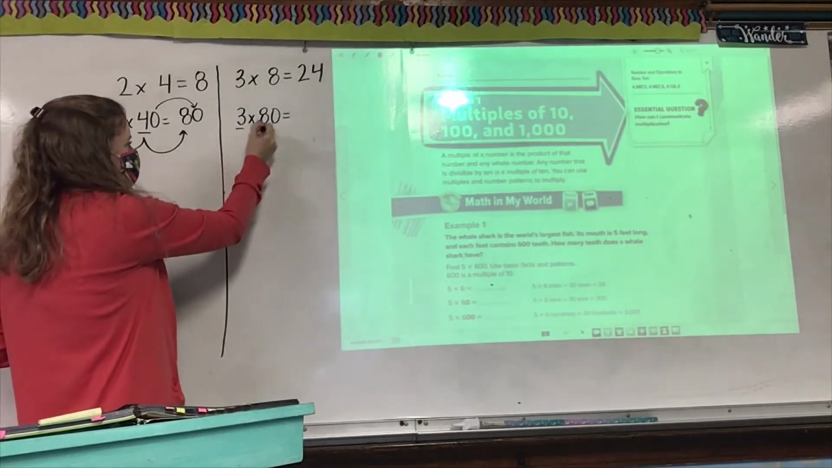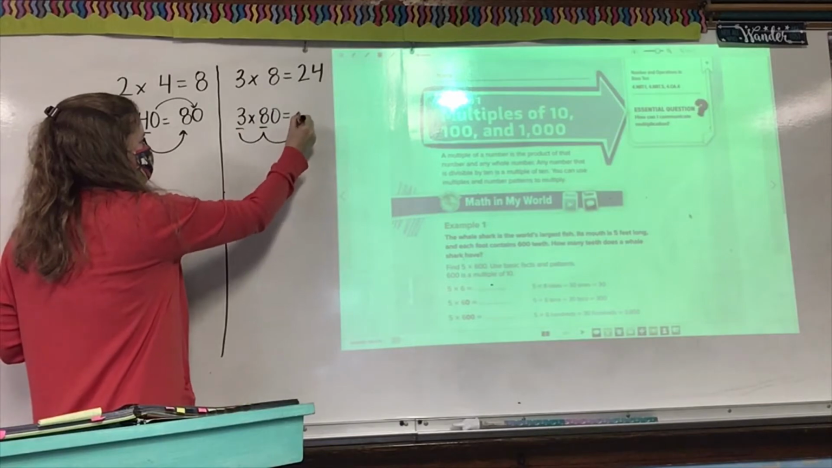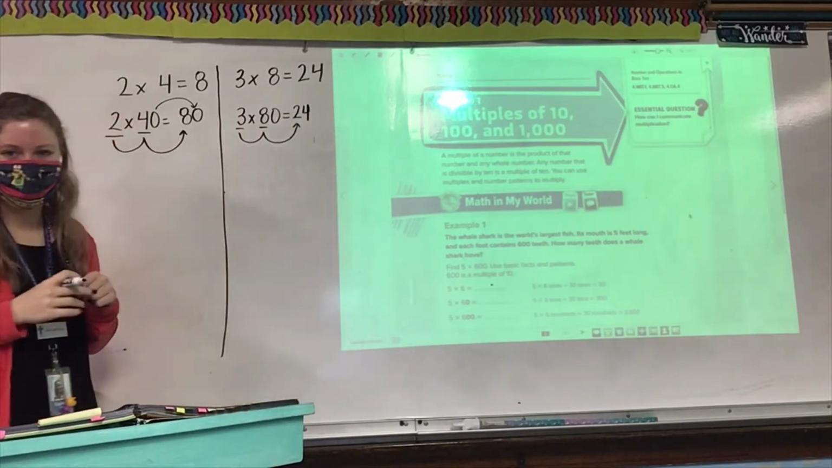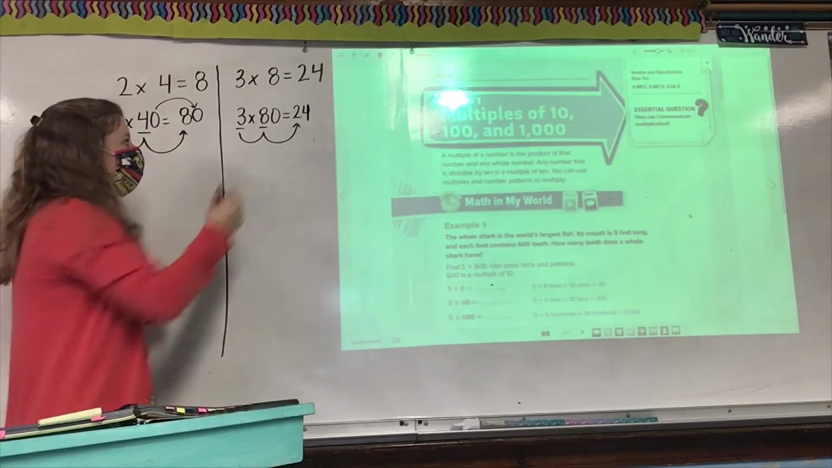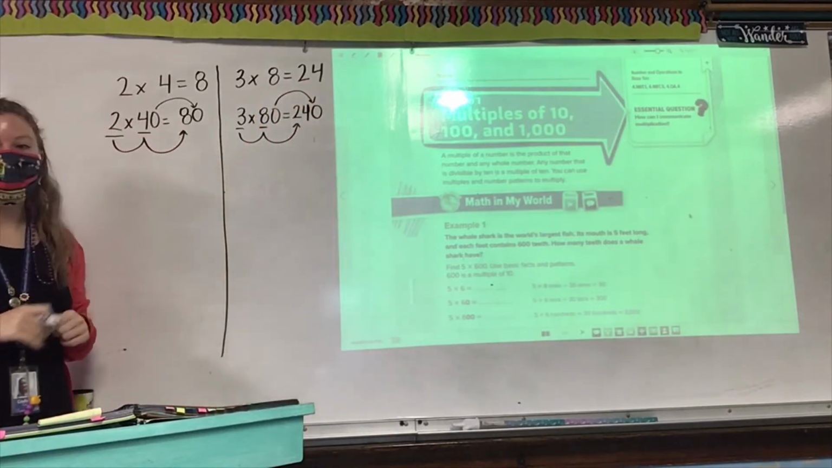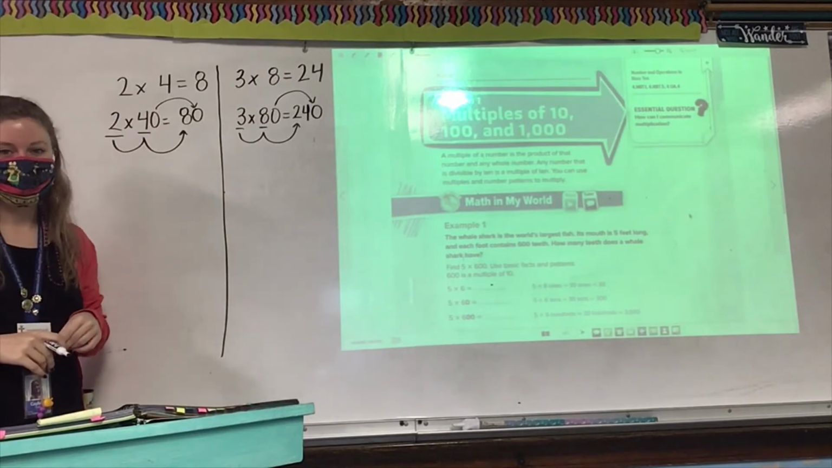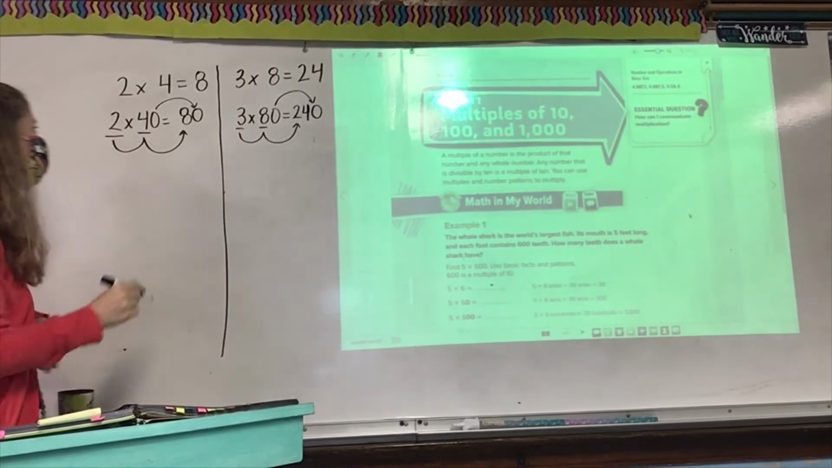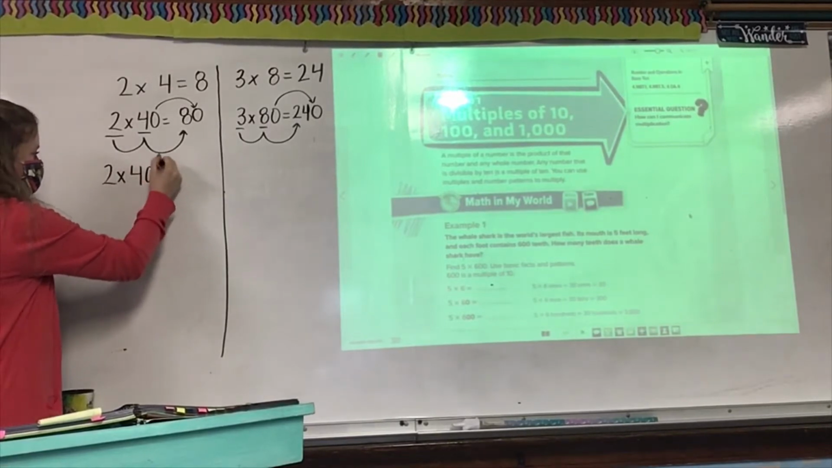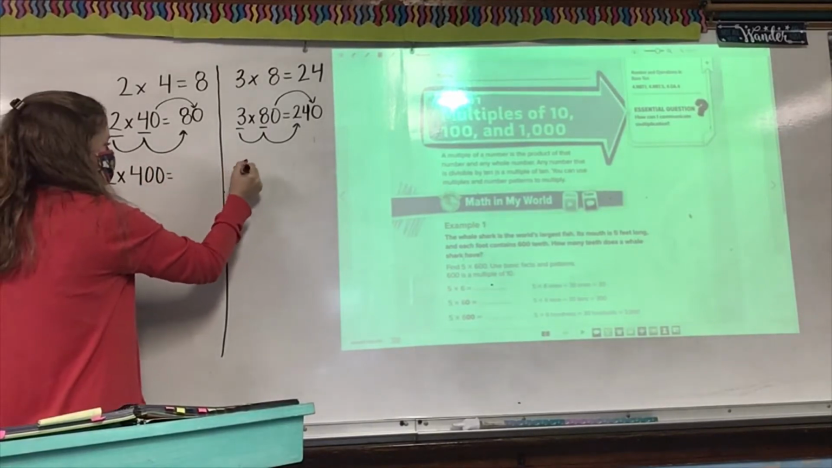Zari, 3 times 8 equals? 24. How many zeros do we have in our problem? 1. We move it to the end. So 3 times 80 is? 240. What do you think happens here?